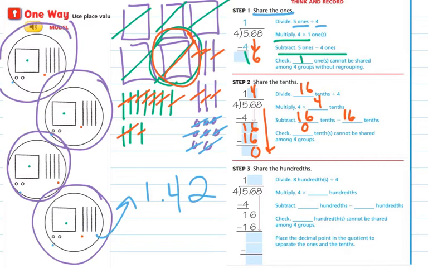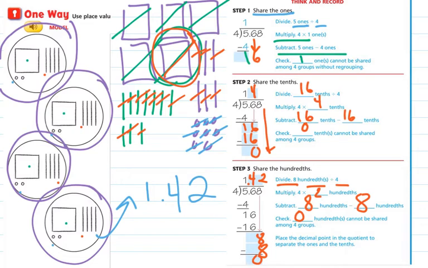So, boys and girls, what we have here so far is our last digit, which is 8. So now we're going to divide 8 hundredths by 4, which is going to give us 2. 2 times 4 is 8. So, boys and girls, again, we subtract 8 hundredths minus 8 hundredths, and we get 0 hundredths. And there is nothing left to be shared among 4 groups.